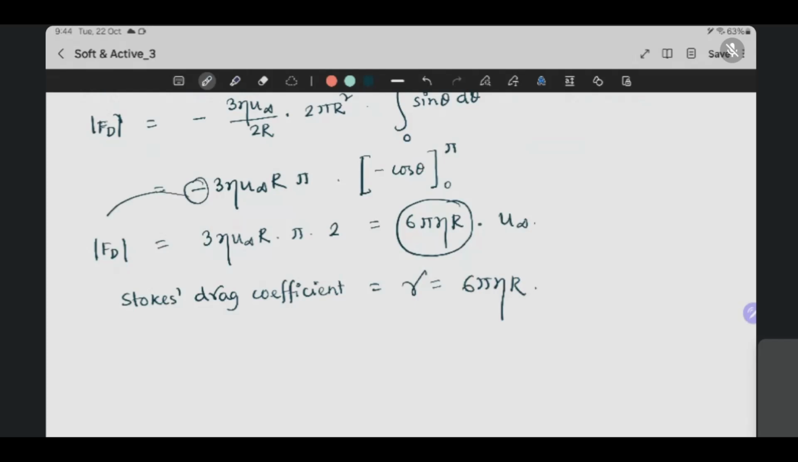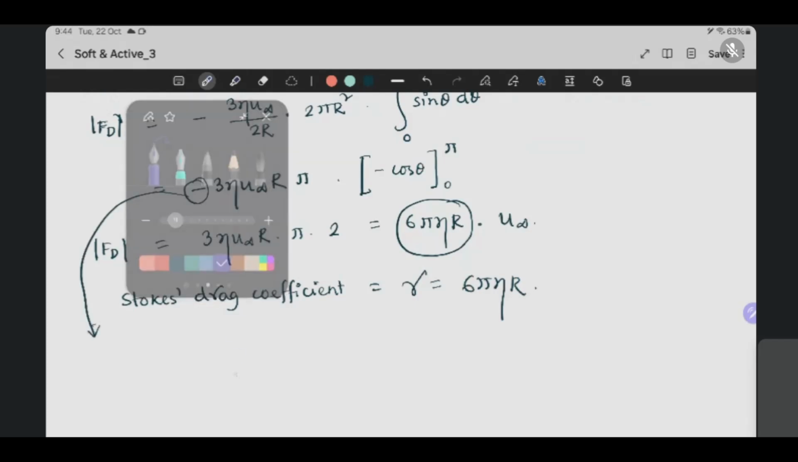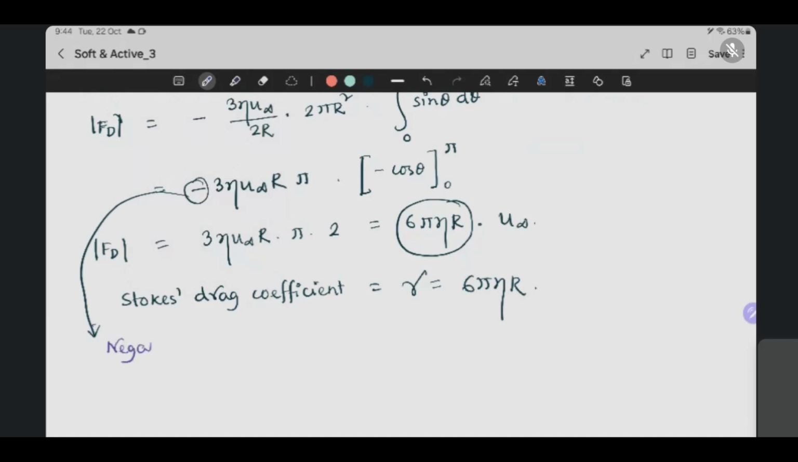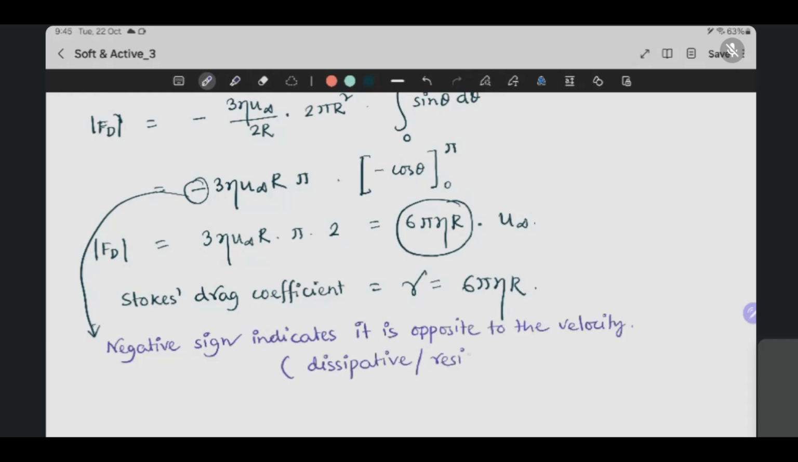And what does this negative sign indicate? So the negative sign indicates it is opposite to the velocity, or it is dissipative, dissipative or resistive. Okay, so this is a resistive kind of force.